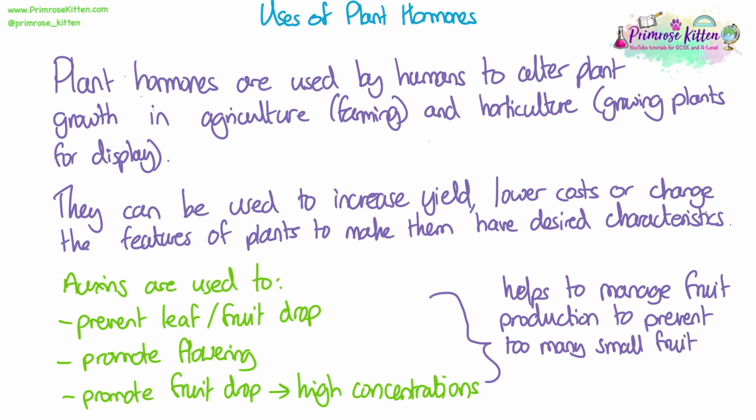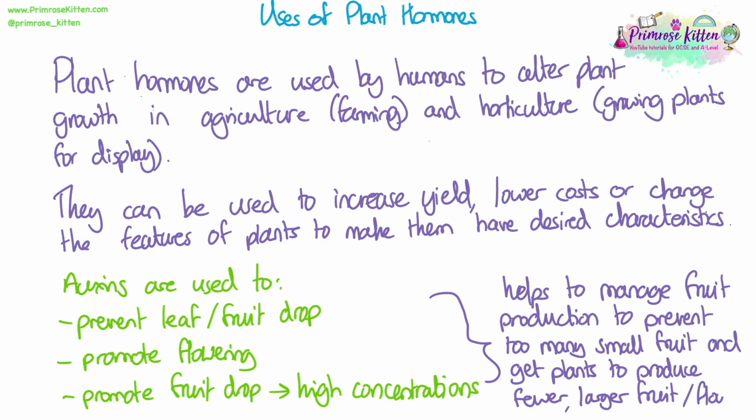So using auxins in this way to control fruit production or flowering in plants that are going to be for sale is something that you can do to manipulate the growth of plants for agricultural purposes. So we're going to look through the different hormones and all of their other different uses in agriculture or farming.